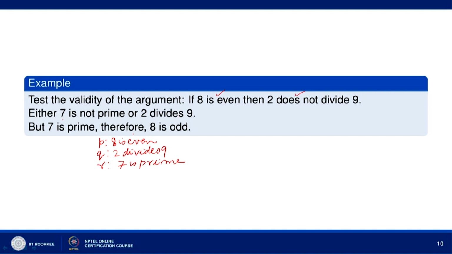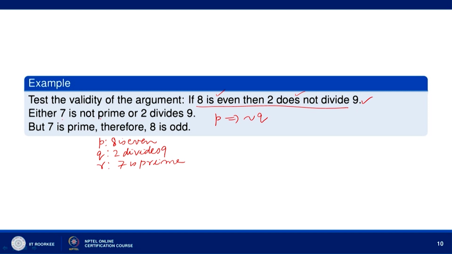Then we have to see the validity of this argument. So, the first premise is if 8 is even, then 2 does not divide 9. So, P implies not Q. This can be symbolically written as P implies not Q.